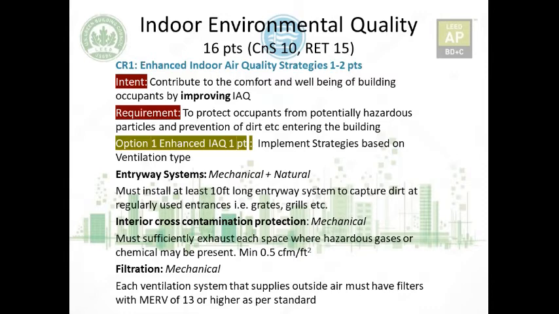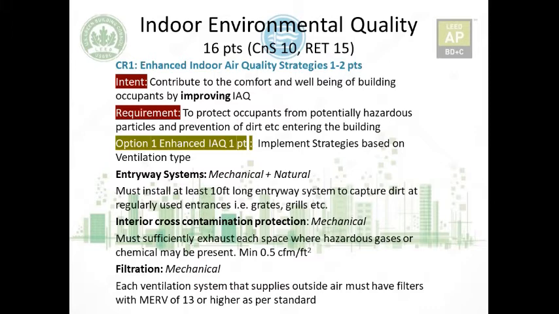The requirement here is to protect the occupants by providing them air quality in which there is no potential of hazardous particles entering the building. So you have to prevent hazardous particles, or dust coming from the exterior, from getting to the inside of the building. There are certain strategies that you can put in place, and these strategies are based on the ventilation system you have applied in your project. So let's see, option number 1 is enhanced indoor air quality, 1 point for all adaptations based on ventilation type.